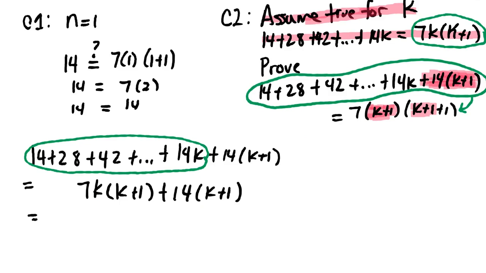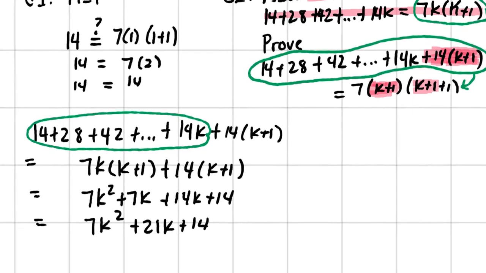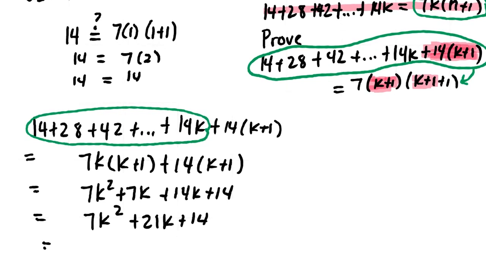I'll use the distributive property to get 7k squared plus 7k plus 14k plus 14. I can combine like terms to get 7k squared plus 21k plus 14. I can see that all these terms have a common factor of 7. Factor that out to get k squared plus 3k plus 2. And that can be factored more.